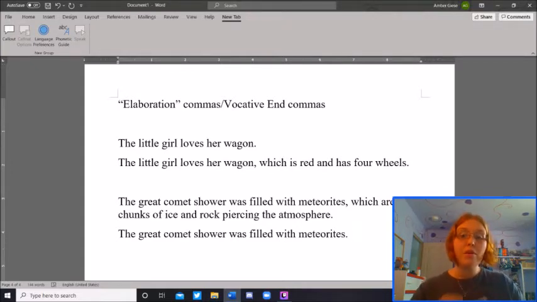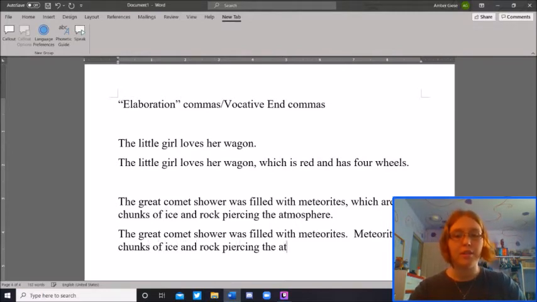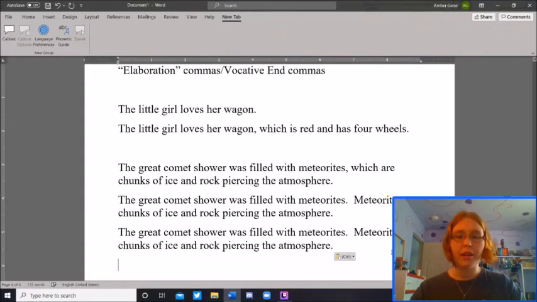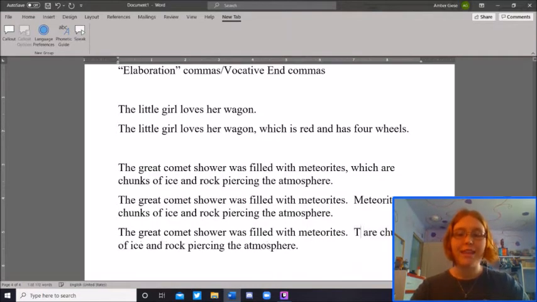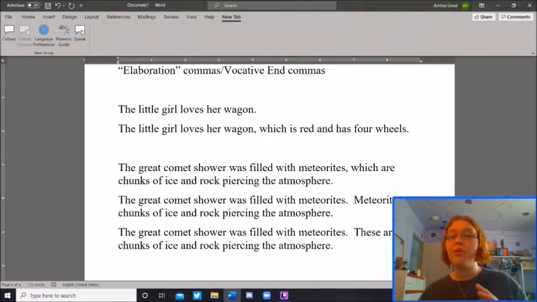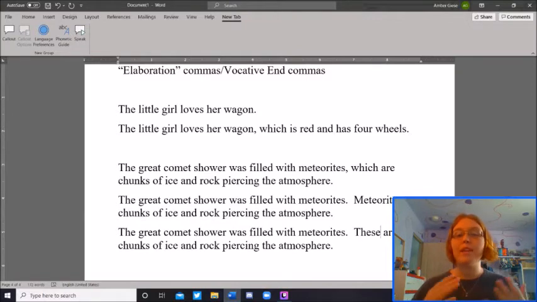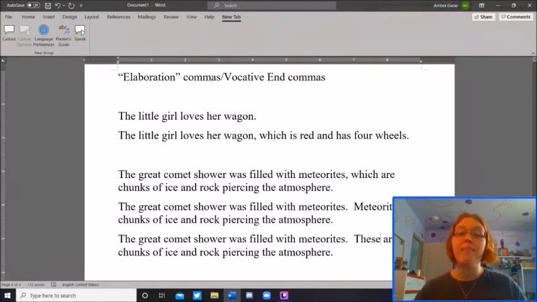However, if you notice, the word which already refers to meteorites. So you can replace which with the word meteorites, are chunks of ice and rock piercing the atmosphere. Or, I'm just going to do this one again. You can say these, which is the plural pronoun for meteorites. Either way, this can break up elaboration commas if you have too many of them.